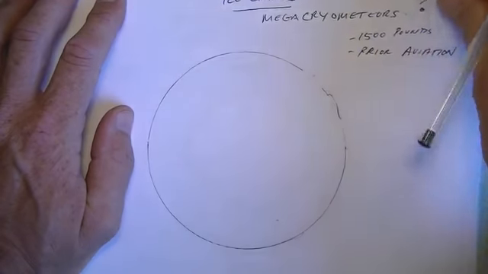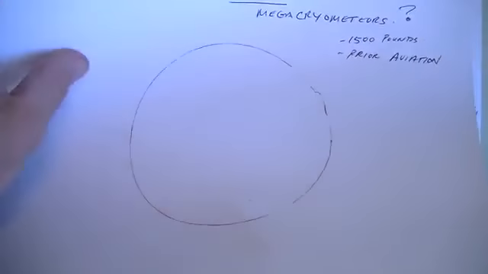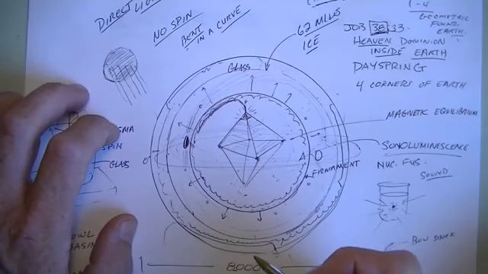This is why scientists can't tell you where the ice is coming from, because they do not accept this model of the universe, this accurate model of the universe. Everything is tiny, okay?